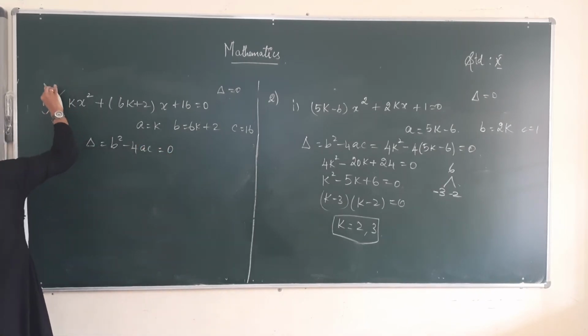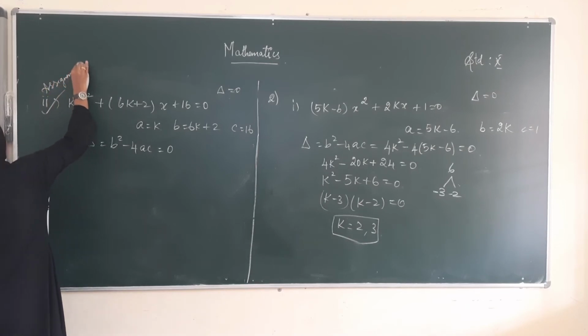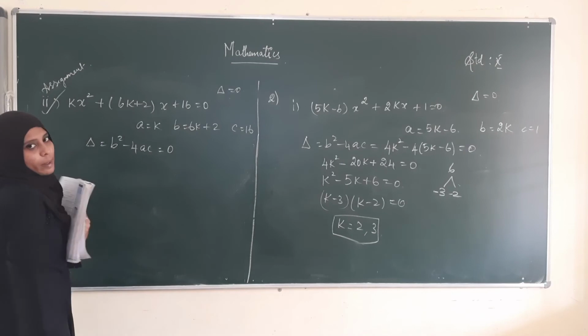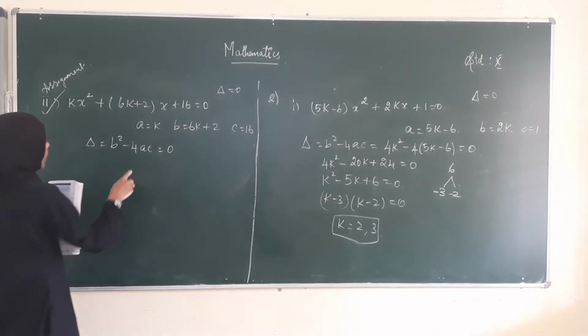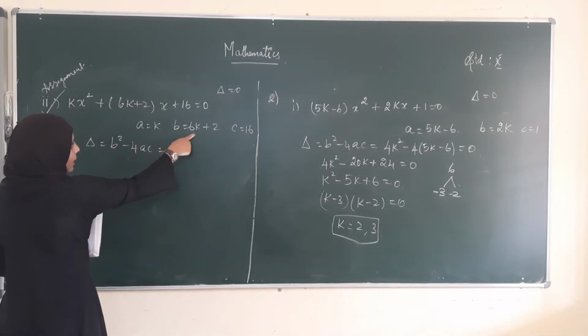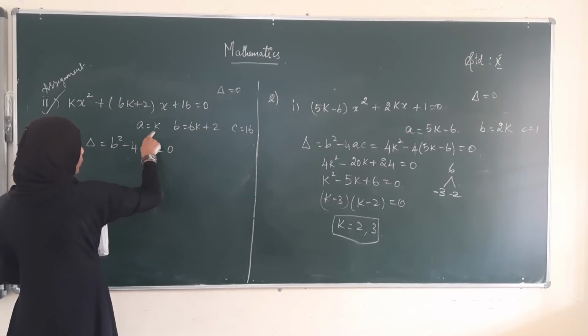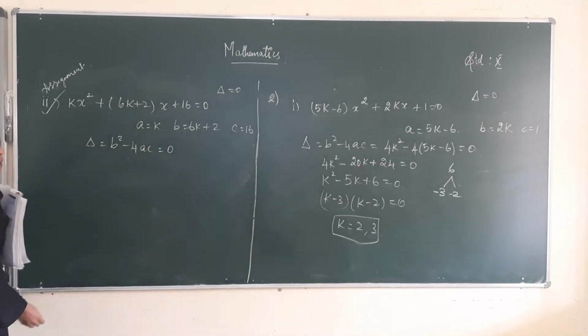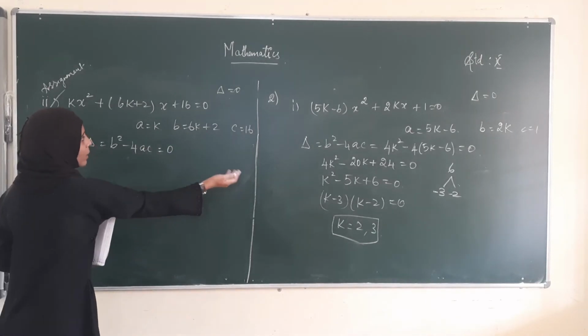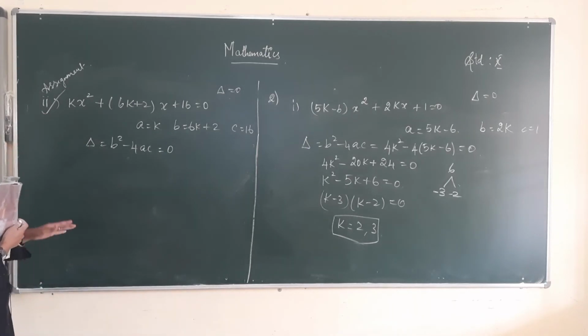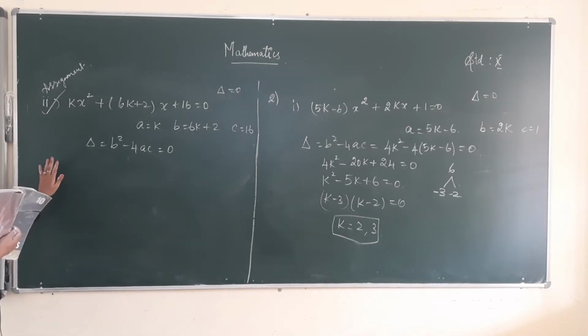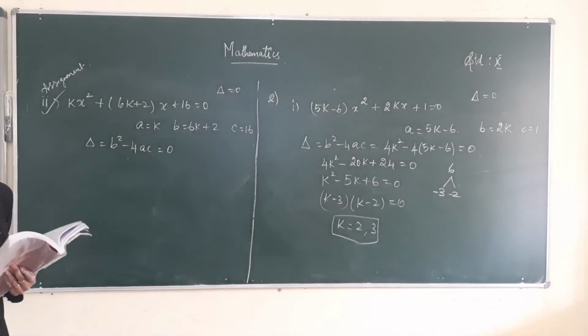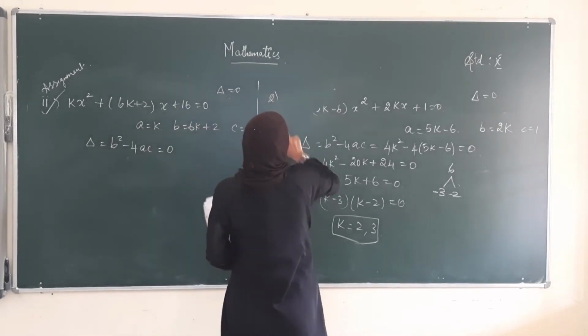This is an assignment for you. Complete it and find the value of k. You have to use this format: b square minus 4ac is equal to 0, right? What is the value of b? B is 6k plus 2 the whole square minus 4 into k into 16. You will arrive at a quadratic equation like that. You solve it and you will get the value of k. This is the assignment for you. Now the third sum.